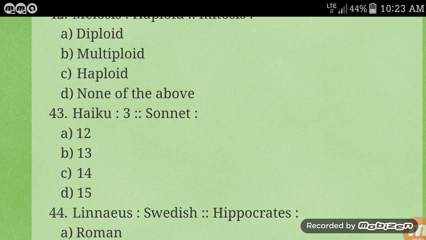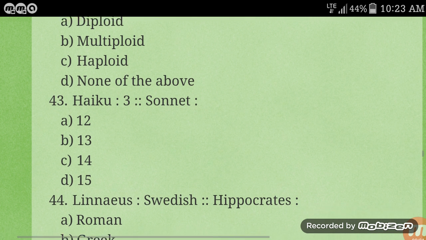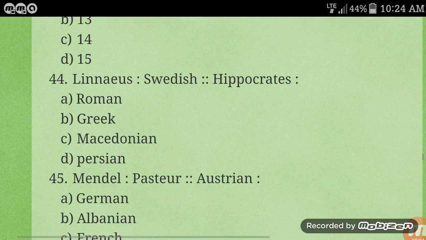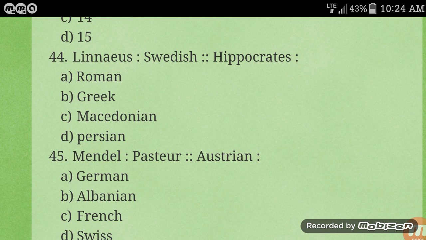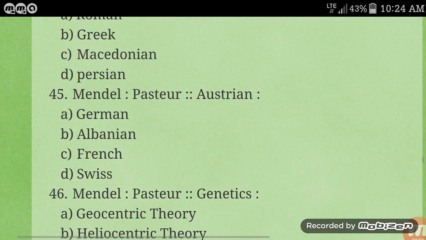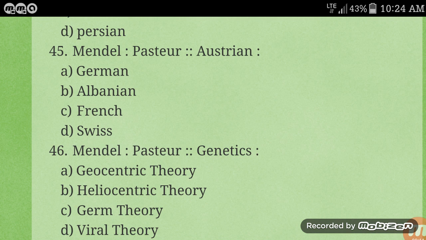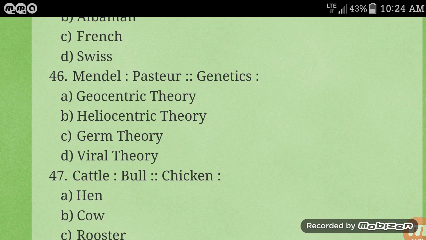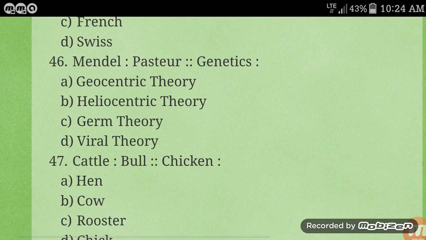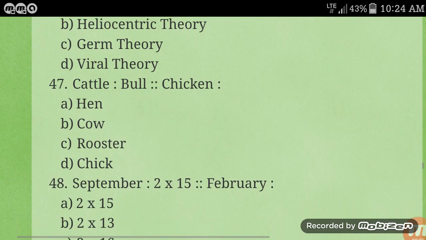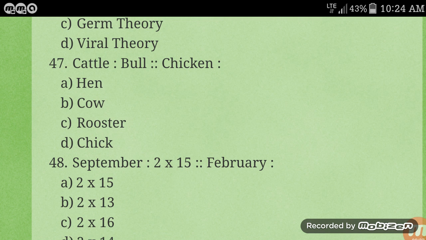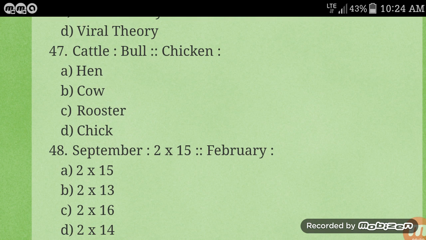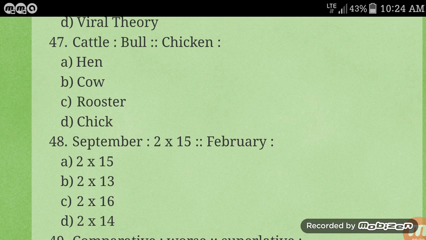Okay, next, haiku has 3 lines. Sonnet has 14 iambic lines. Next, Linnaeus is Swedish. Hippocrates, of course, is Greek. Mendel is Austrian. Pasteur is French. Next, Mendel is father of genetics. Pasteur is father of germ theory. Pasteur, that's why pasteurization, like killing the germs in the milk. Okay, that process of killing germs.